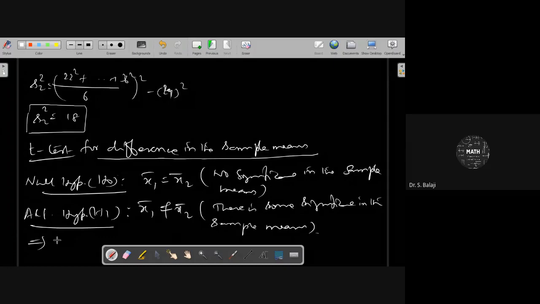Because of not equal to only, the test is a two-tailed test. Next, you have to calculate the test statistic.